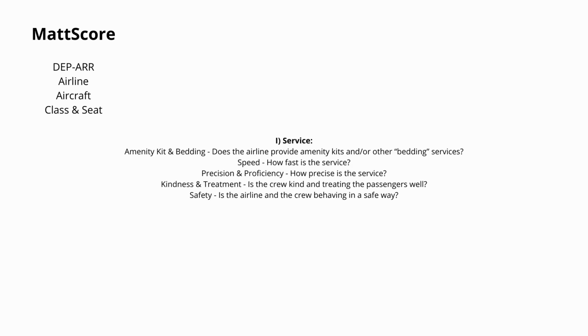In the service section, we look at the service provided in forms of various elements. First of all, if the airline provides amenity kits and bedding materials, such as pillow and blankets. We then look at the service speed. That is important, but not as much as the following two categories. Service, as we see it, should be precise and proficient, and that's pretty straightforward. It should also be caring towards our needs, with kindness and in general a good treatment. Last but certainly not least, we should feel safe while traveling, as that's the most important element of air travel.